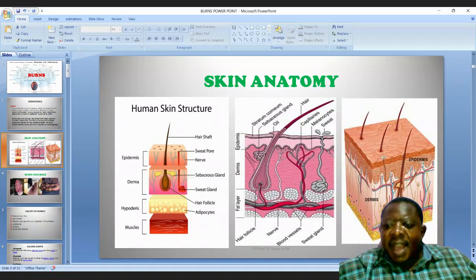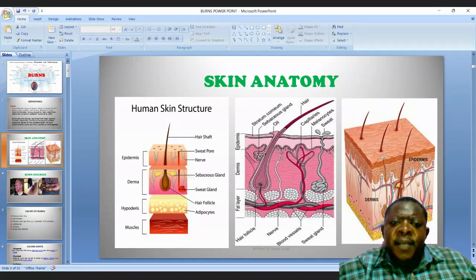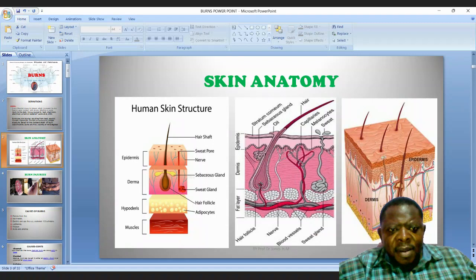Then we have the underlying muscle. So it is important that we understand the classification of burns so that we know the part of the skin that has been affected and what it may result in. Please remember the hypodermis has no nerve endings.